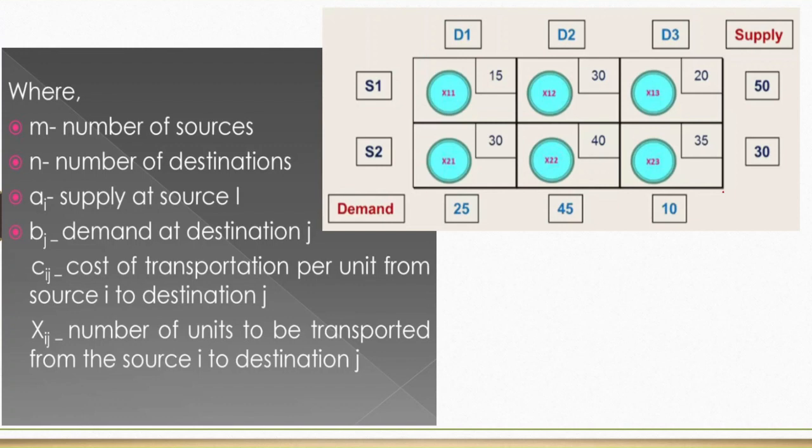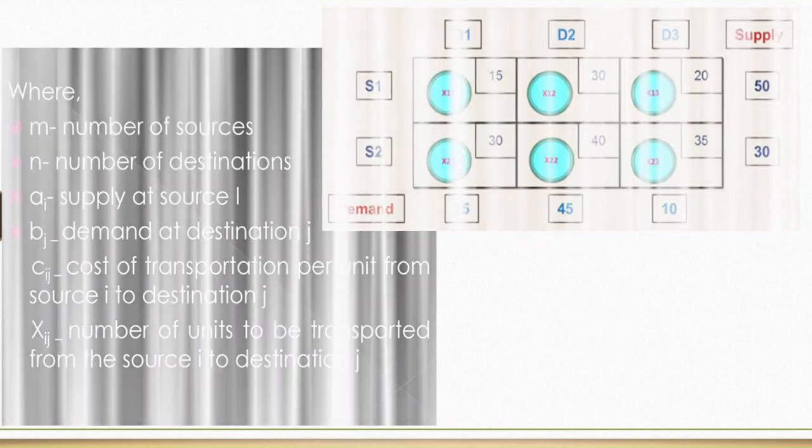It would be given in this format: X11, X12, X13, X21, X22, X23. These are the number of units, right? And the cost CIJ is given to you, that is 15, 30. These are the costs, so this would be C11, C12, C13, C21, C22, C23. These are the supplies A1, A2, and this is B1, B2 and B3, the demand. We have three destinations and two sources, the same as in the previous example.